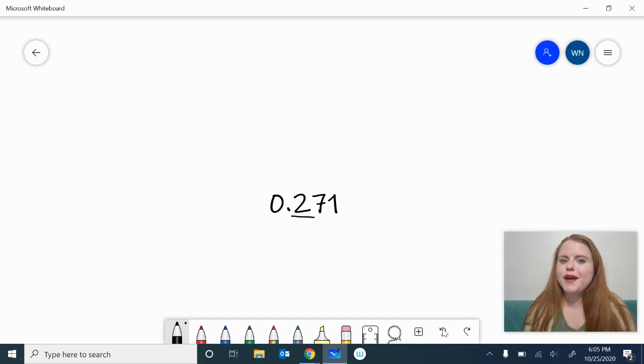Now it's time to learn about rounding. Remember, when we are rounding, we're going to be rounding to a specific place. So let's use this one as an example. As you can see, the tenths place is underlined. The 2 is in the tenths place.